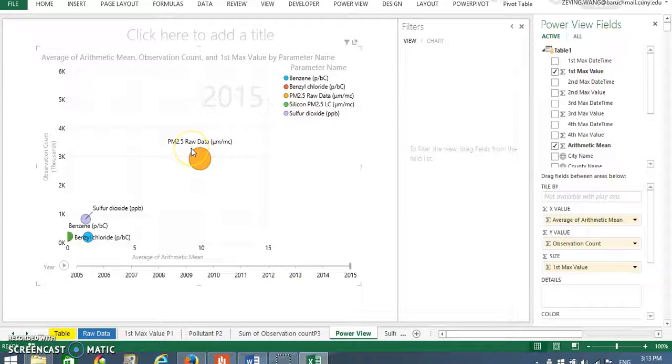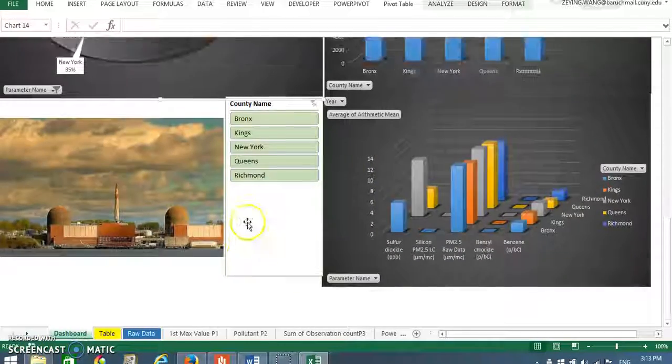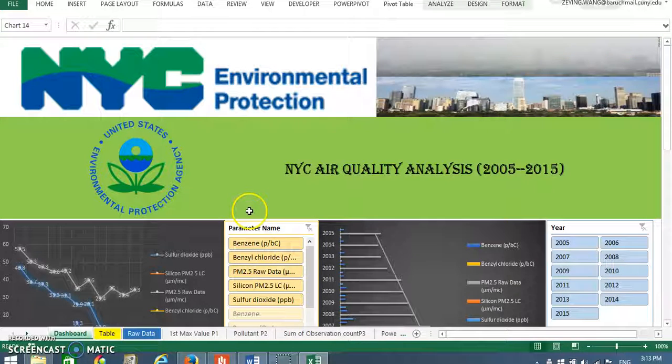So that will be the end of my New York City air quality analysis. Since I only chose a small piece of data to complete my study, I think this study may motivate people who are interested in environmental research. So that's all.